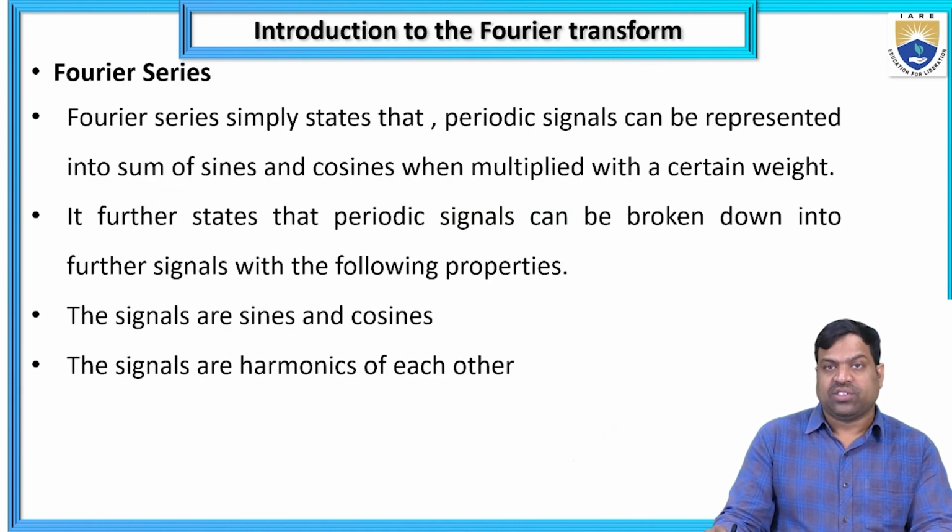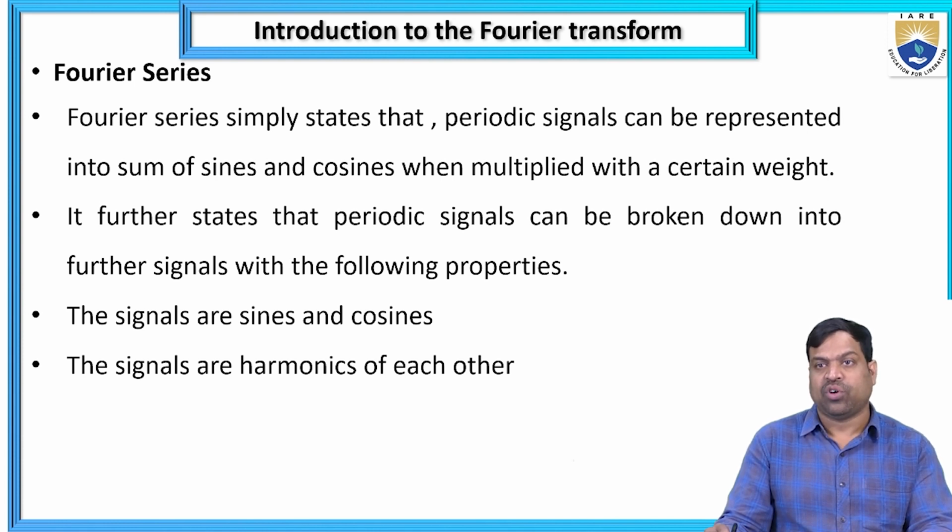Next, Fourier series. Fourier series simply states that periodic signals can be represented as a sum of sines and cosines when multiplied with a certain weight. In a further stage, the periodic signals can be broken down into further signals with the following properties. The signals are sine and cosine. The signals are harmonics of each other.